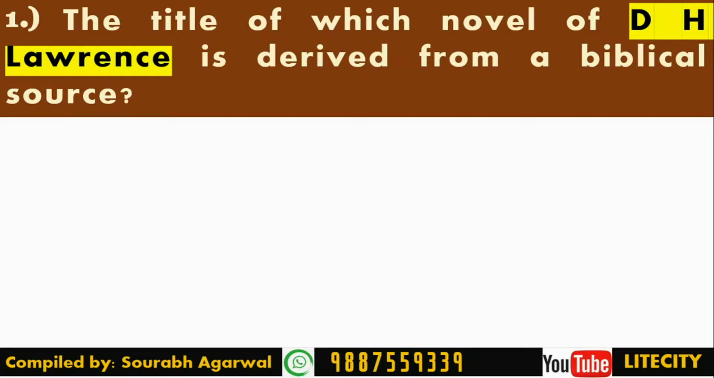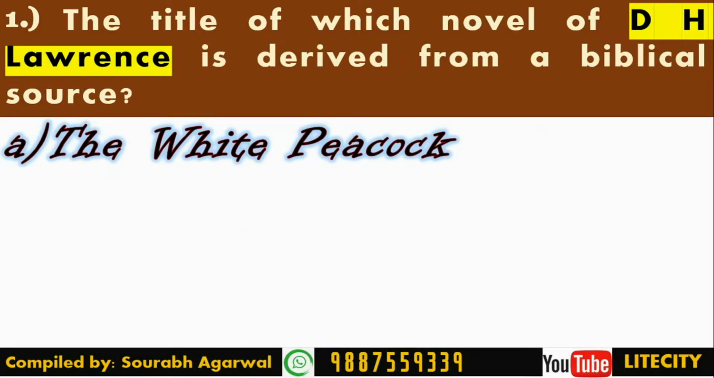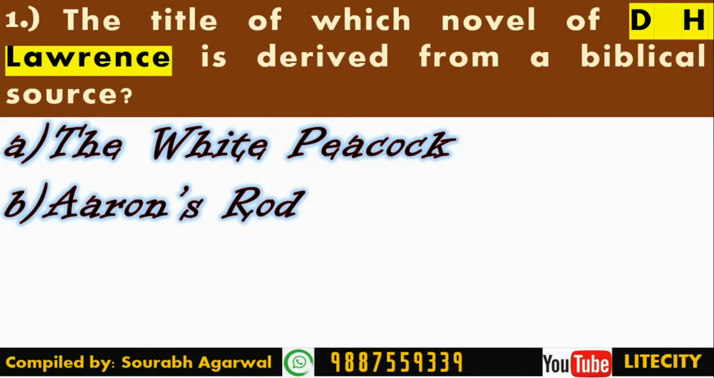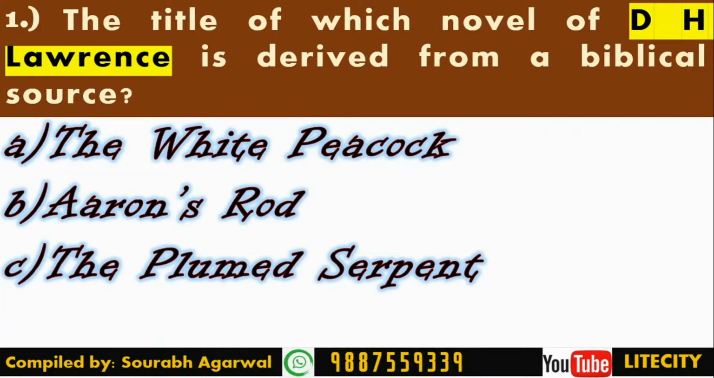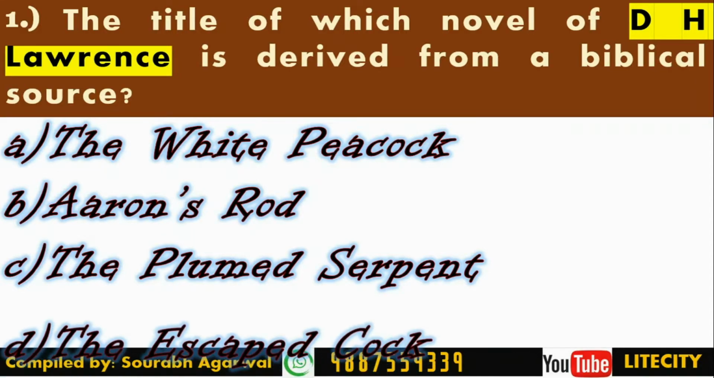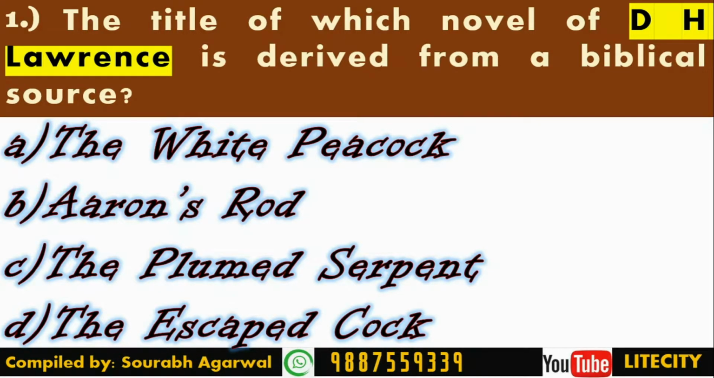And I hope आप सभी ने D.H. Lawrence को study करा होगा एग्जाम के लिए. The options are The White Peacock, second one is Aaron's Rod, third is The Plumed Serpent, and the last one is The Escaped Cock. Now, these four novels, आपको बताना है कौन सा वो नॉवल है जिसका टाइटल बिब्लिकल सोर्स से डिराइव्ड है. I don't think you will find it much difficult, rather easy if you look carefully at the titles: The White Peacock, Aaron's Rod, The Plumed Serpent, or The Escaped Cock.